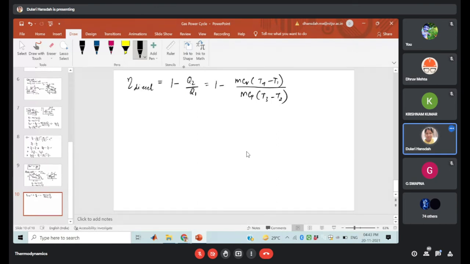If you are observing, in this case m will get cancelled. Cv upon Cp is 1 divided by gamma, right? So if I simplify this equation, then it will be (T4 minus T1) divided by gamma (T3 minus T2). Okay, so it is the efficiency of the diesel cycle. So in this case, we will consider the different ratios. The first one is the compression ratio.